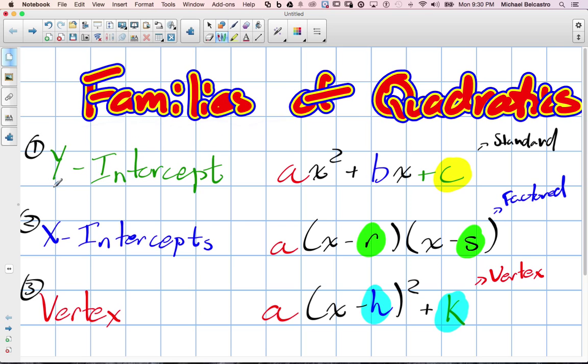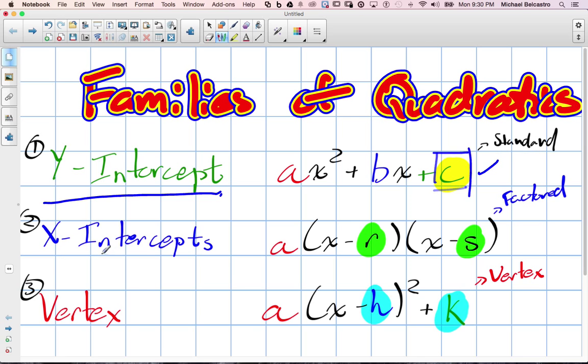For instance, quadratics that all have the same y-intercept would be the same family with the same y-intercept. And that's easiest found when a quadratic is put in the standard form. If their c values are all the same, then all of their y-intercepts are the same.